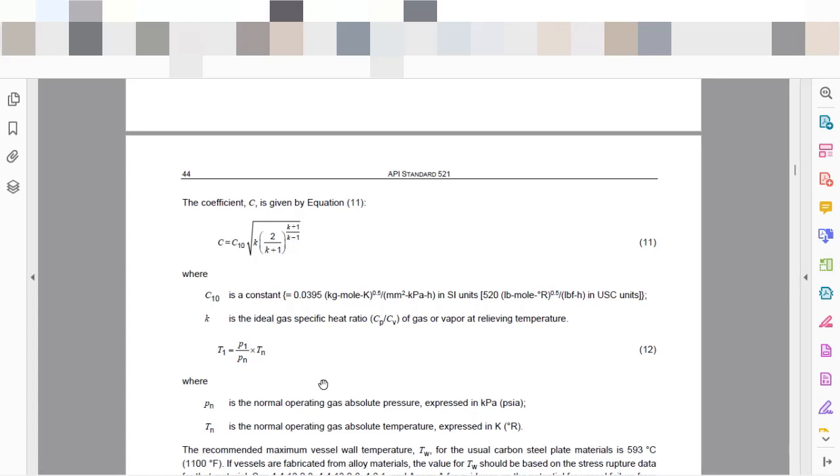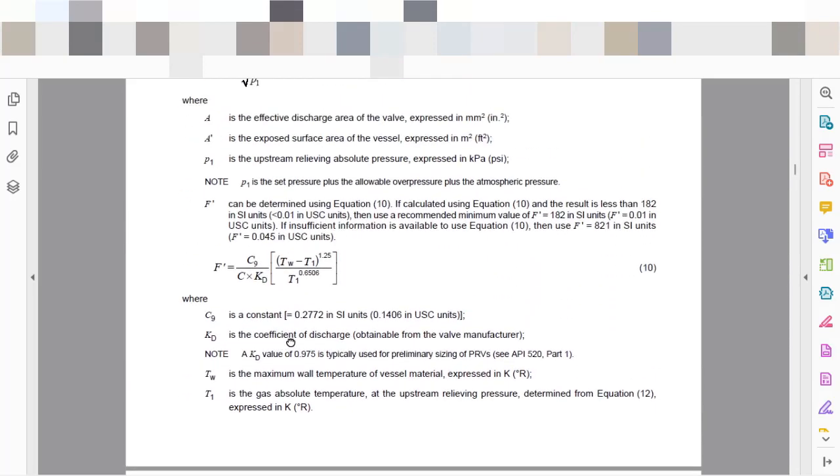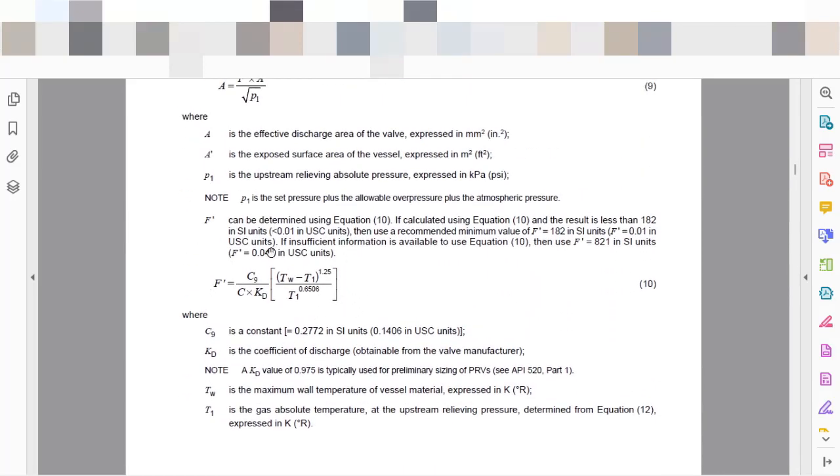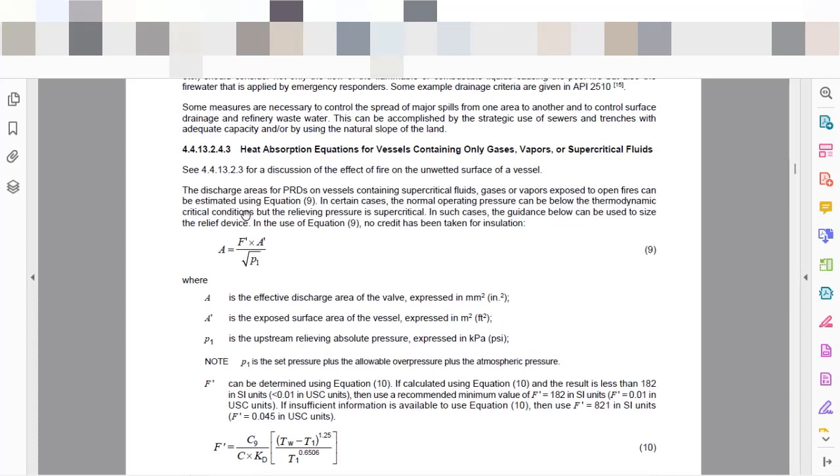So the procedure for starting the calculations for the pressure relief device, the calculation of the orifice of your pressure relief device, is first solve equation 12. After that, solve equation 11. With equation 11, solve equation 10. And with equation 10, solve equation 9. With this, you will find the orifice area of your pressure relief device.